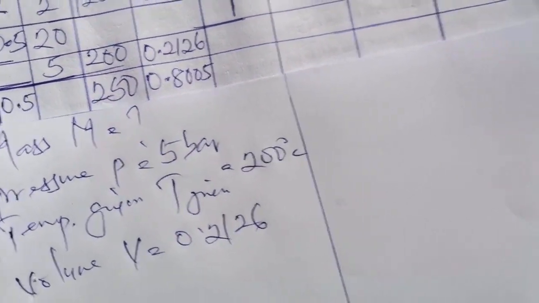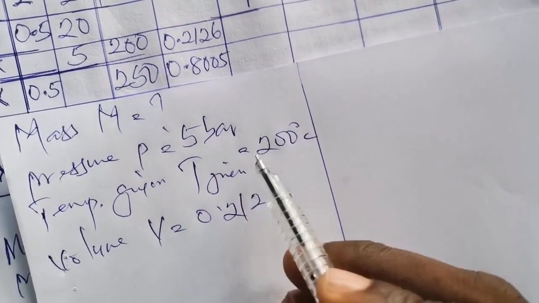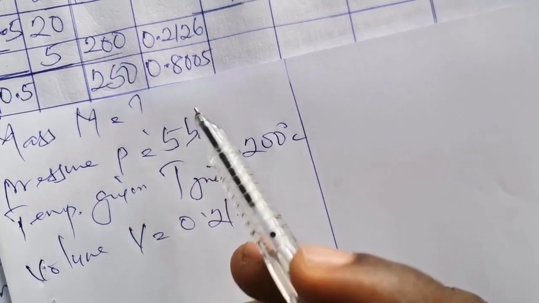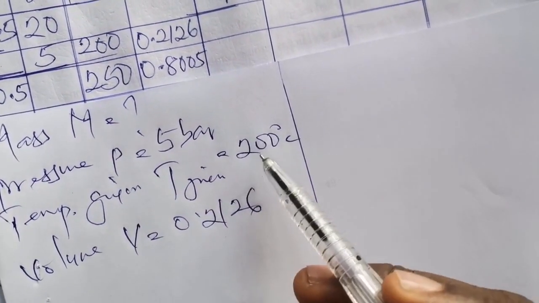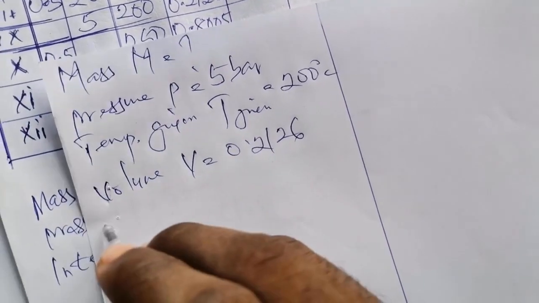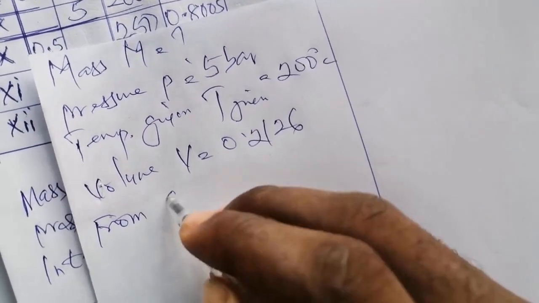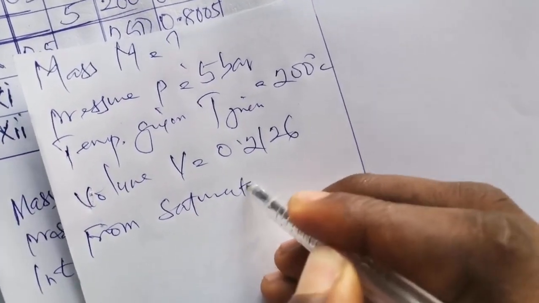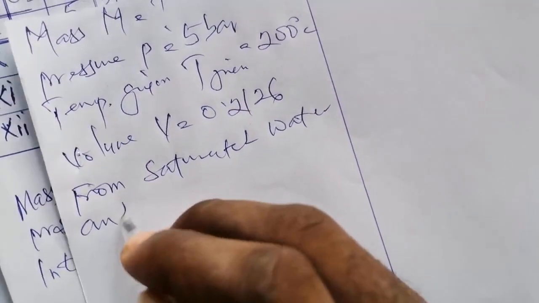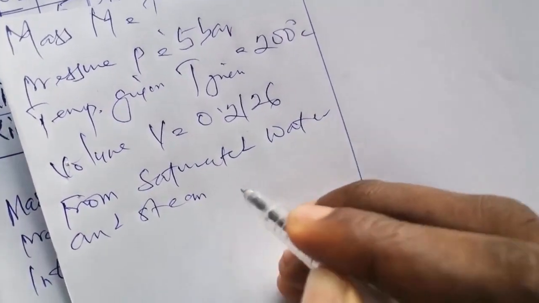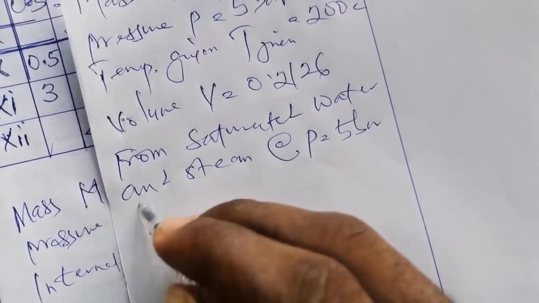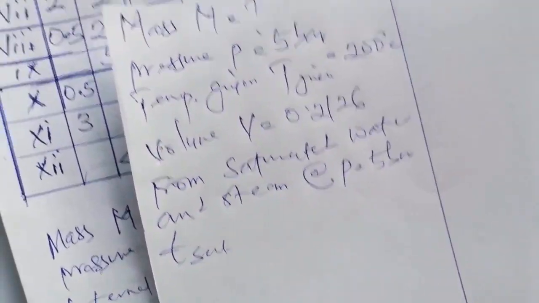First of all, we're given a temperature of 200 degrees Celsius. Let's find the saturation temperature corresponding to 5 bar and see if it is equal to or less than this, so we can know if the steam is superheated or not. From saturated water and steam, corresponding to pressure equals 5 bar, what is the saturation temperature? Let's get the steam table.